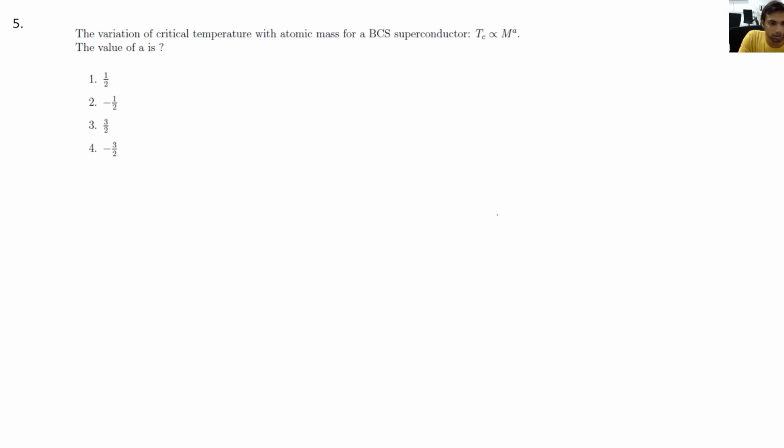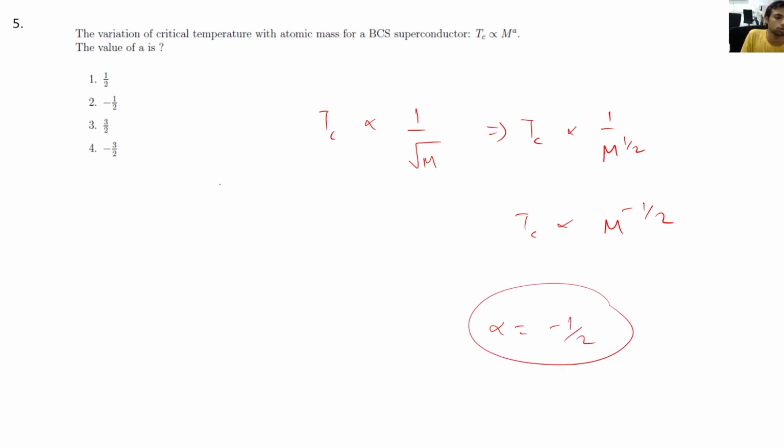Here, the variation of critical temperature with atomic mass for a BCS superconductor: Tc is directly proportional to, we know that, 1 over square root of m. Which is nothing but Tc directly proportional to 1 by m to the power 1 by 2, and Tc directly proportional to m to the power minus 1 by 2. So alpha is equal to minus 1 by 2. So this is your correct answer.